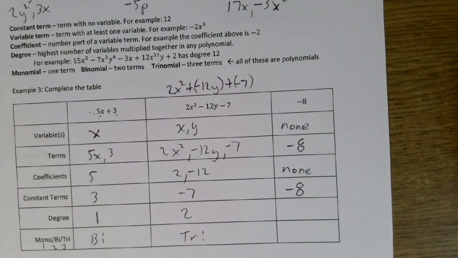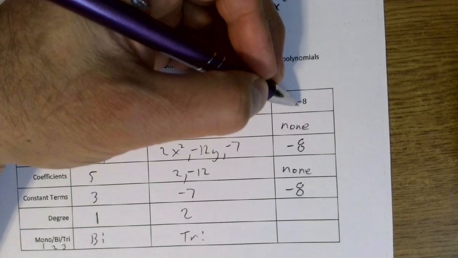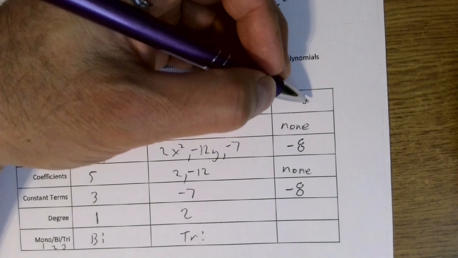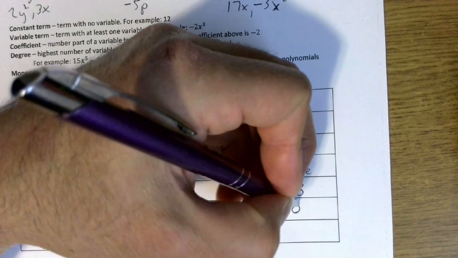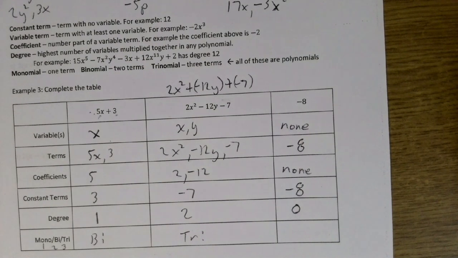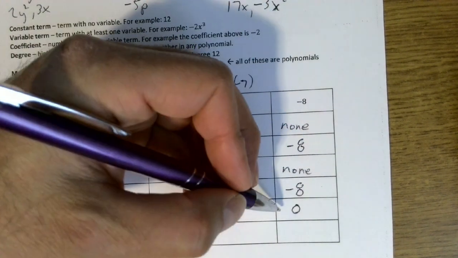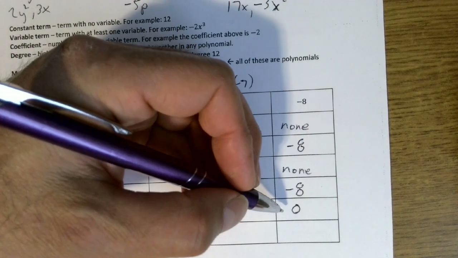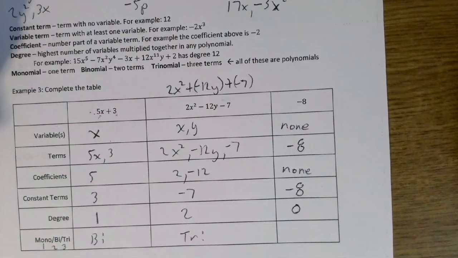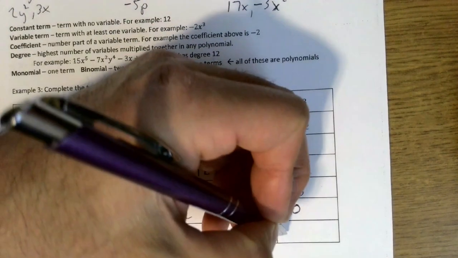Degree. This has 0 variables multiplied together, so our degree is 0. Notice, up here there's no coefficient, so we say none, which is different than a degree of 0 because we have 0 variables multiplied together. Okay, and last one, 1, 2, or 3 terms, just one, so that's going to be a monomial.